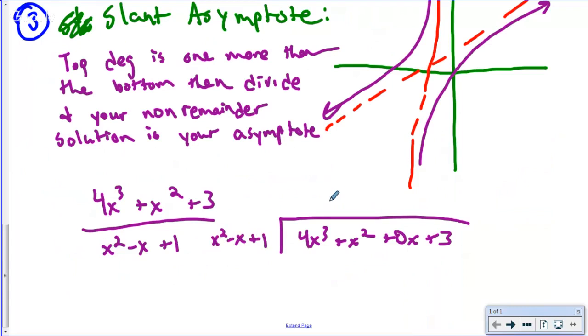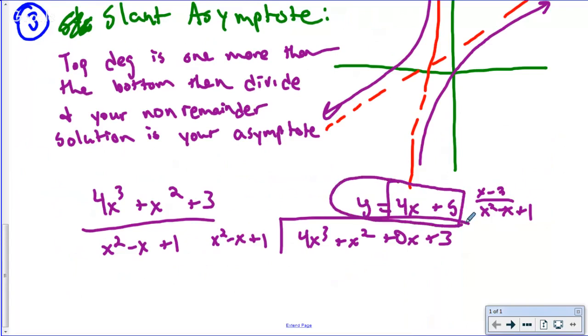And whatever I get, say I get 4x plus 5, and then I may get a remainder of x minus 2 over x squared minus x plus 1. Whatever your answer is that's not your remainder, we'll say y equals that part, and that is your slant asymptote. We can ignore this part over there. So that's how you find your slant asymptote.